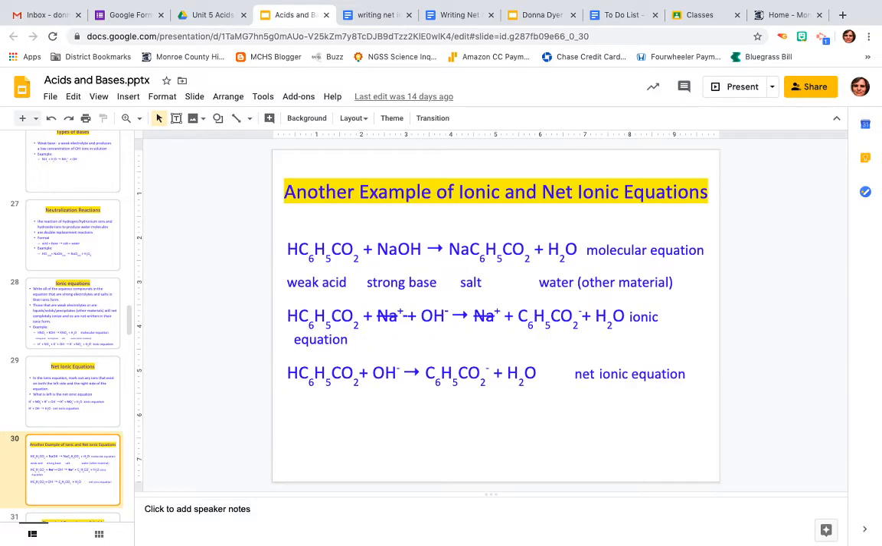Okay, so let's look at one that doesn't have a strong acid and a strong base. So here's another neutralization reaction. Again, acid plus base gives us a salt. This is our salt plus water. This again is our molecular equation.